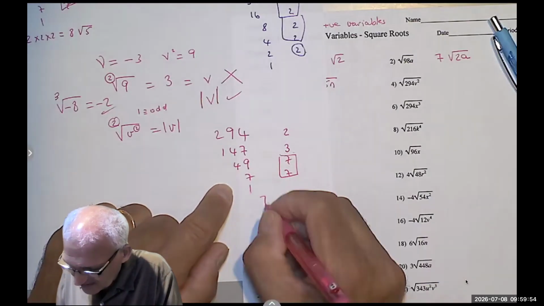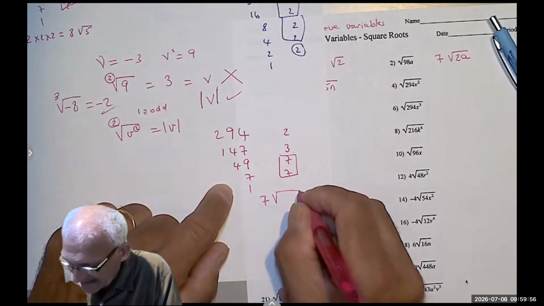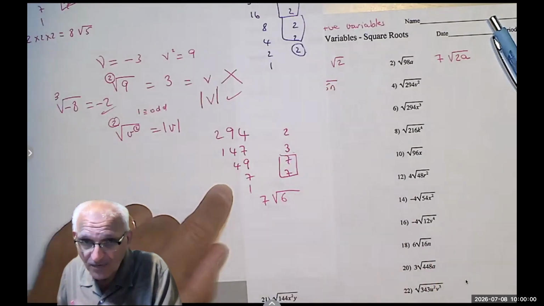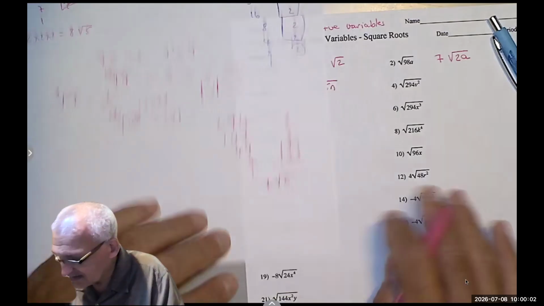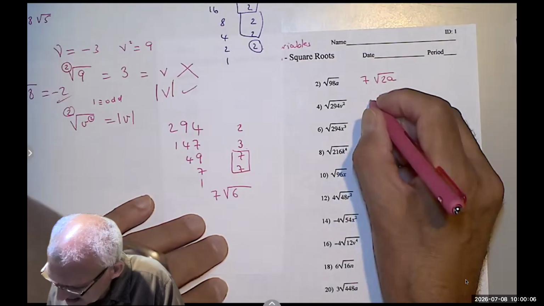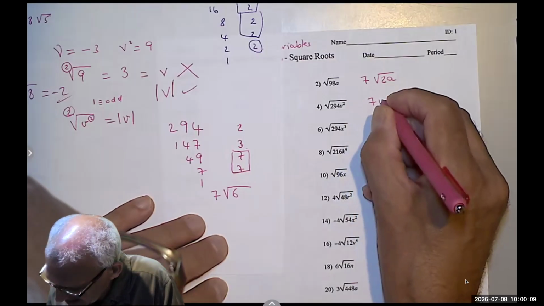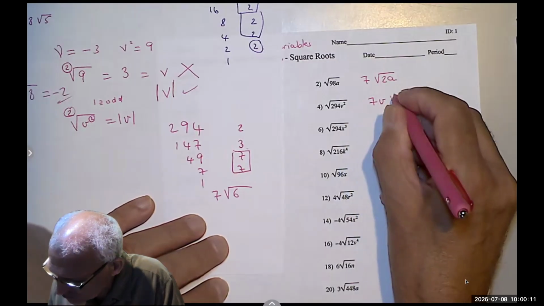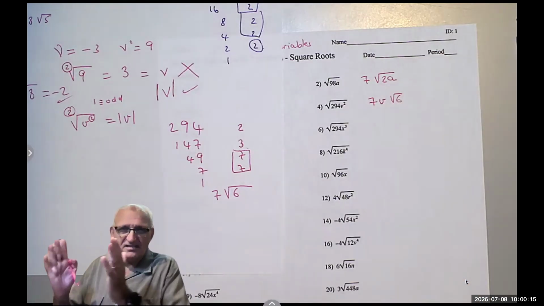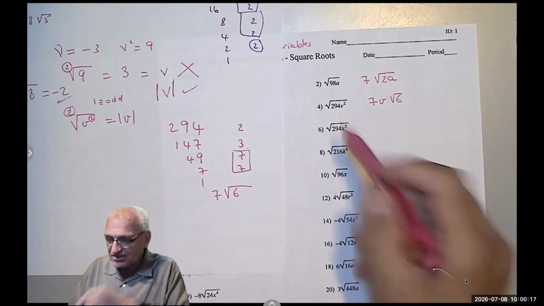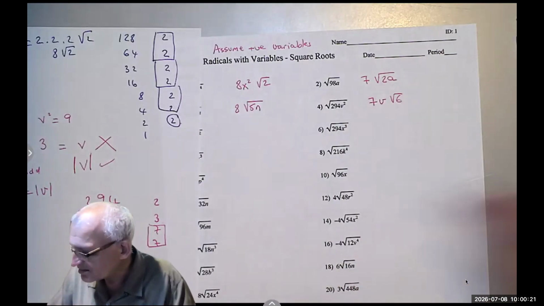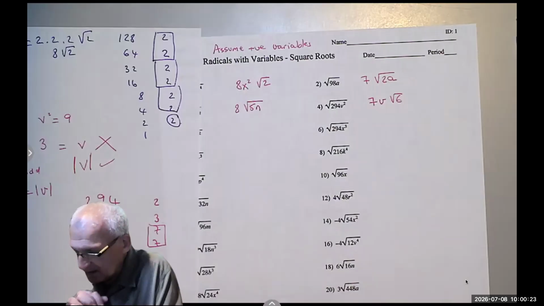So it's 7, and under the radical, 3 times 2 is 6, stays inside. Both the 2 and the 3 stay inside. And I have v squared, so I'm going to say 7v times root 6. Notice I didn't use the absolute value because I assumed that all the variables you see on this sheet are positive.